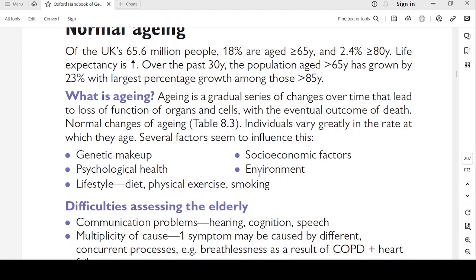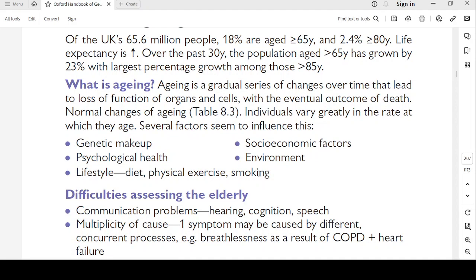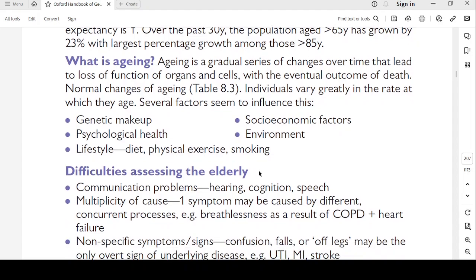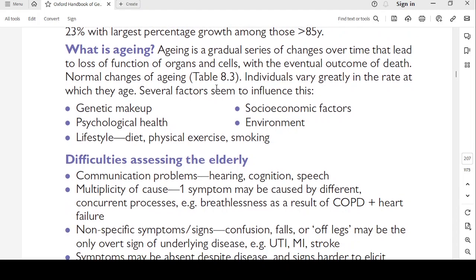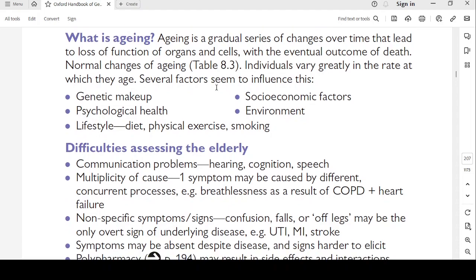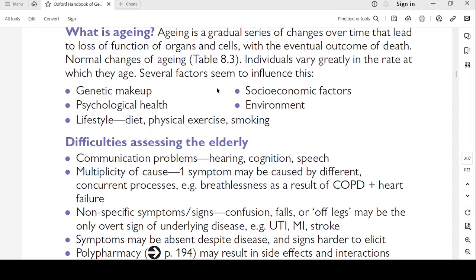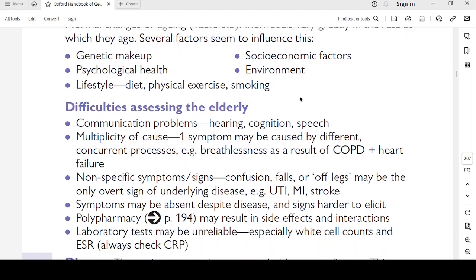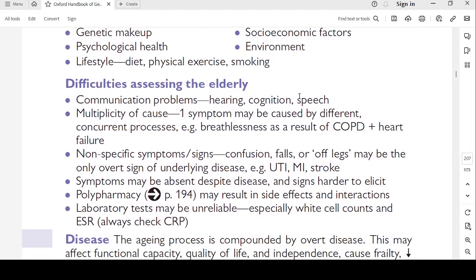What is aging? Aging is a gradual series of changes over time that lead to loss of function of organs and cells, with eventual outcome of death. Normal changes of aging are noted in table 8.3. We will see individuals vary greatly in the rate at which they age. Several factors seem to influence this: genetic makeup, psychological health, lifestyle, diet, physical exercise, smoking, socioeconomic factors, and environment.